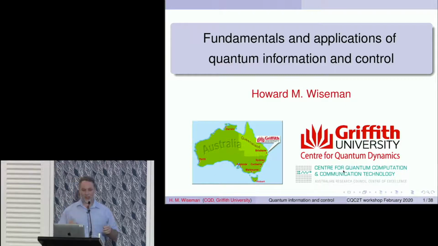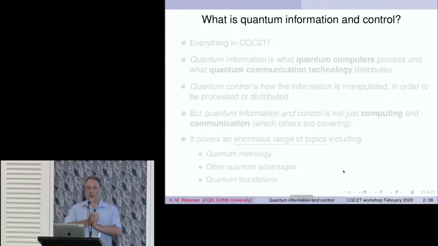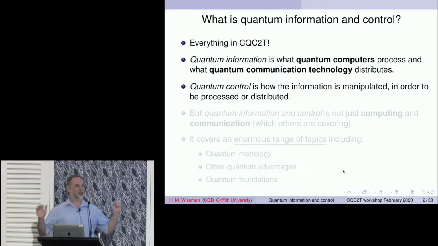Okay, so as Jeff said, this is my topic, Fundamentals and Applications of Quantum Information and Control. So you might ask, what is quantum information and control? And my answer would be, it's everything. Everything in CQC2T is quantum information and control. Because quantum information, obviously, is what quantum computers process and what quantum communication distributes. And quantum control is how we make those devices do what they're supposed to do, the processing or the distribution.